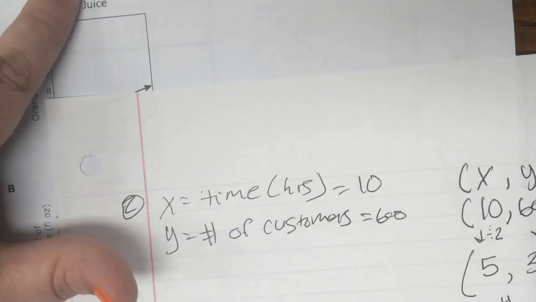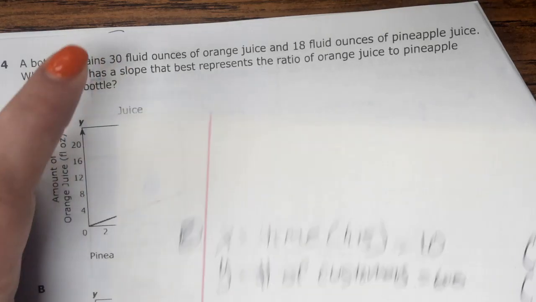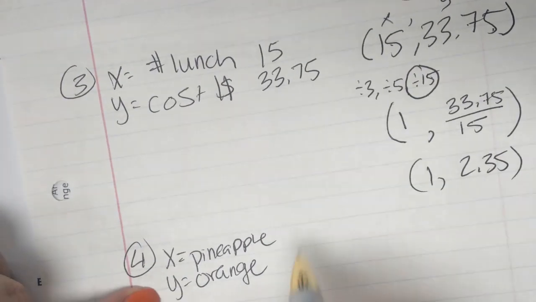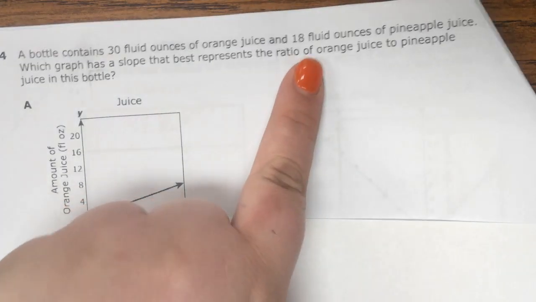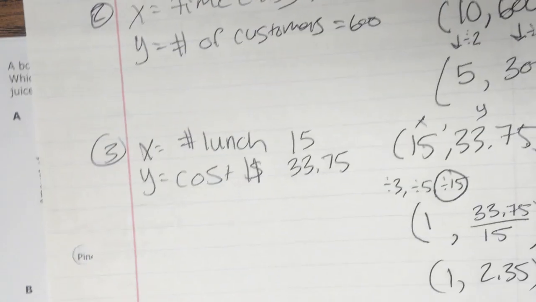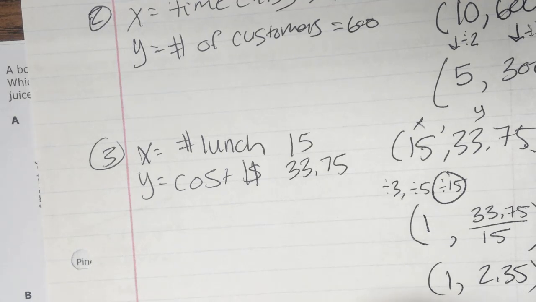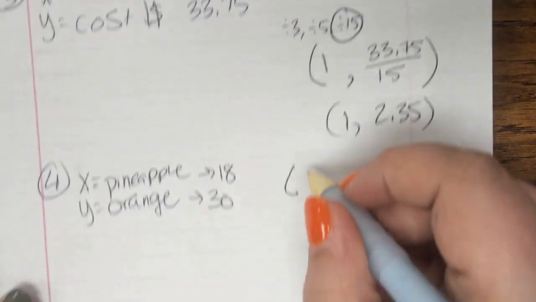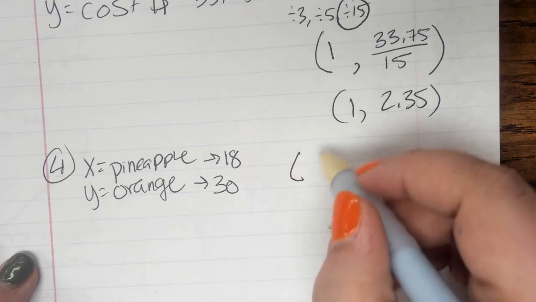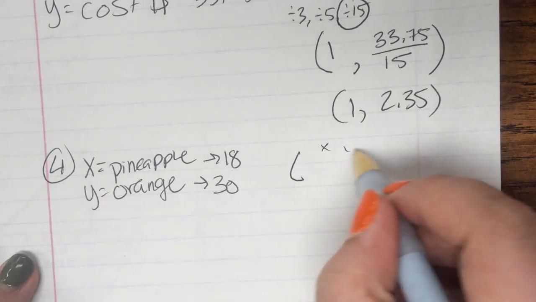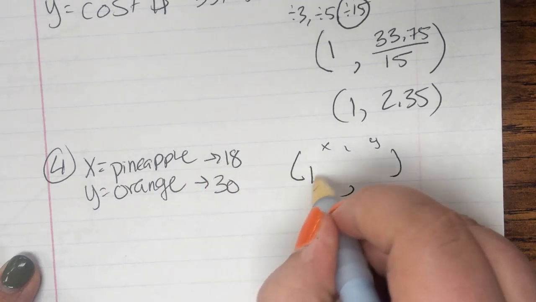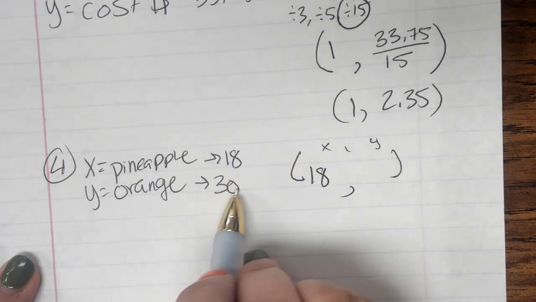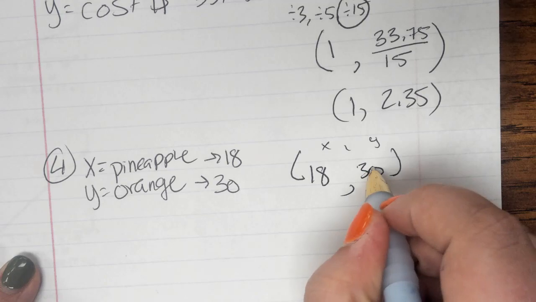Okay, well the story said that we had 30 fluid ounces of orange juice. So instead of orange, I can say this is 30. And 18 fluid ounces of pineapple juice. So instead of pineapple, we can say 18. So this ordered pair, x comma y, is going to be 18 for x and 30 for y. So the ordered pair is 18, 30.